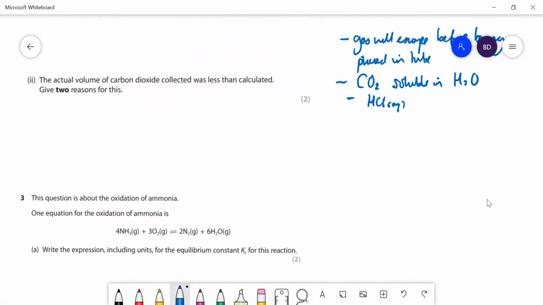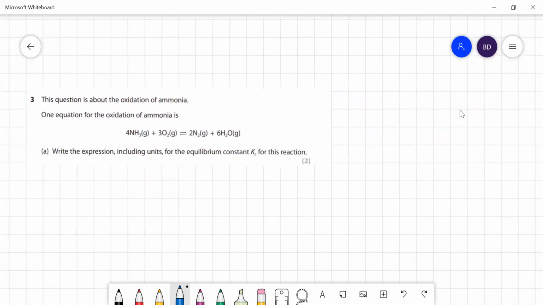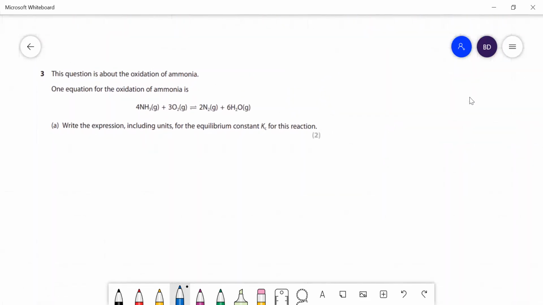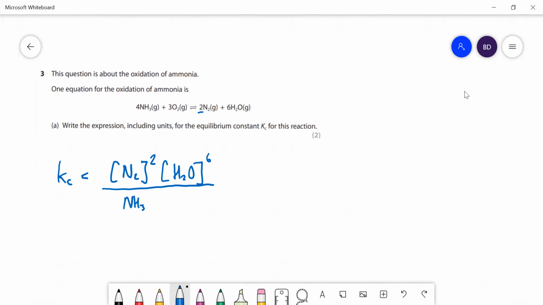Okay, now I've got a question about the oxidation of ammonia, and it's an equilibrium reaction here. Write the Kc expression for this. Right, so Kc, concentration of products, so that's going to be the concentration of N2, square brackets, to the power of 2, because we've got that coefficient there, multiplied by the concentration of H2O, gas, to the power of 6, divided by the concentration of ammonia, to the power of 4, and the concentration of oxygen to the power of 3.